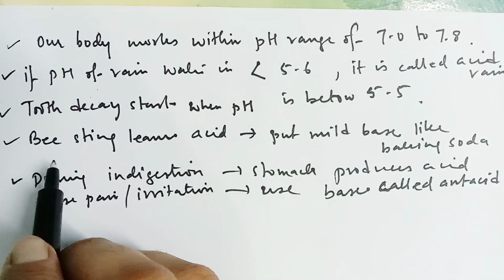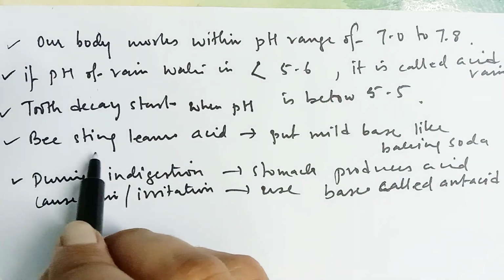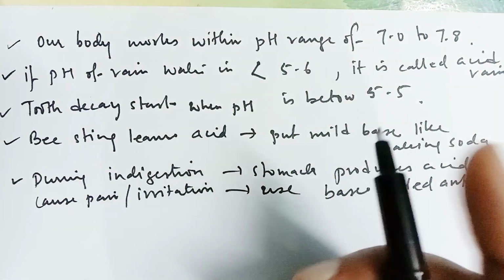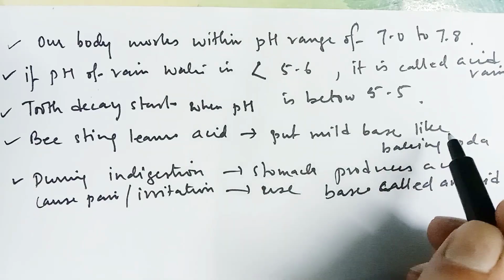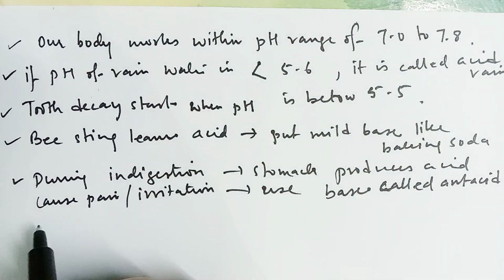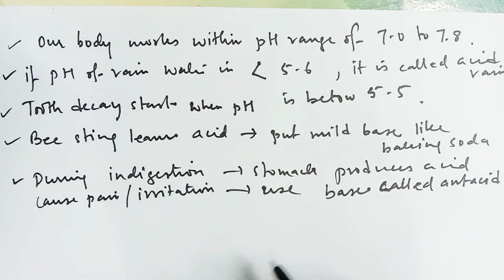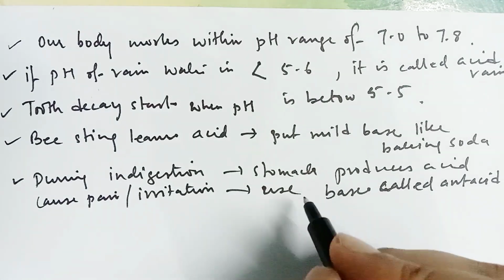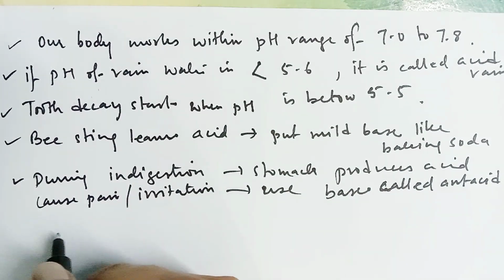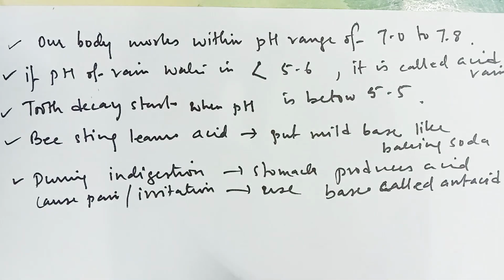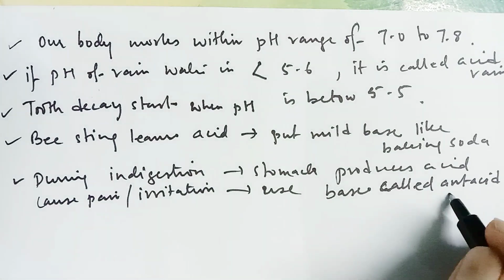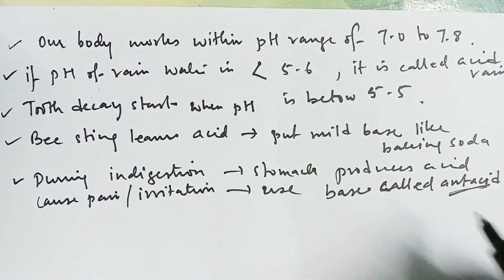Sometimes a bee gives a sting which leaves acid. The place gets swollen, so we put mild bases like baking soda to get relief. During indigestion, which we call acidity, the stomach produces too much acid, so it causes pain or irritation. So we use bases, which are called antacids in common words.